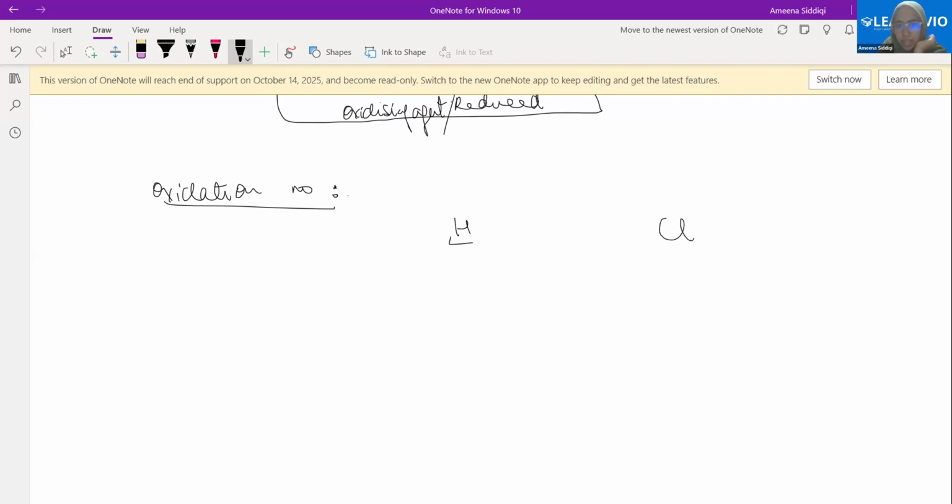Now, hydrogen had to bond. Hydrogen lost one electron here and chlorine gained one electron here, right? Therefore, they will form a bond together that will be HCl. Are you getting it? It became H plus, it became Cl minus, just to understand. And therefore, HCl will be formed. Clear?